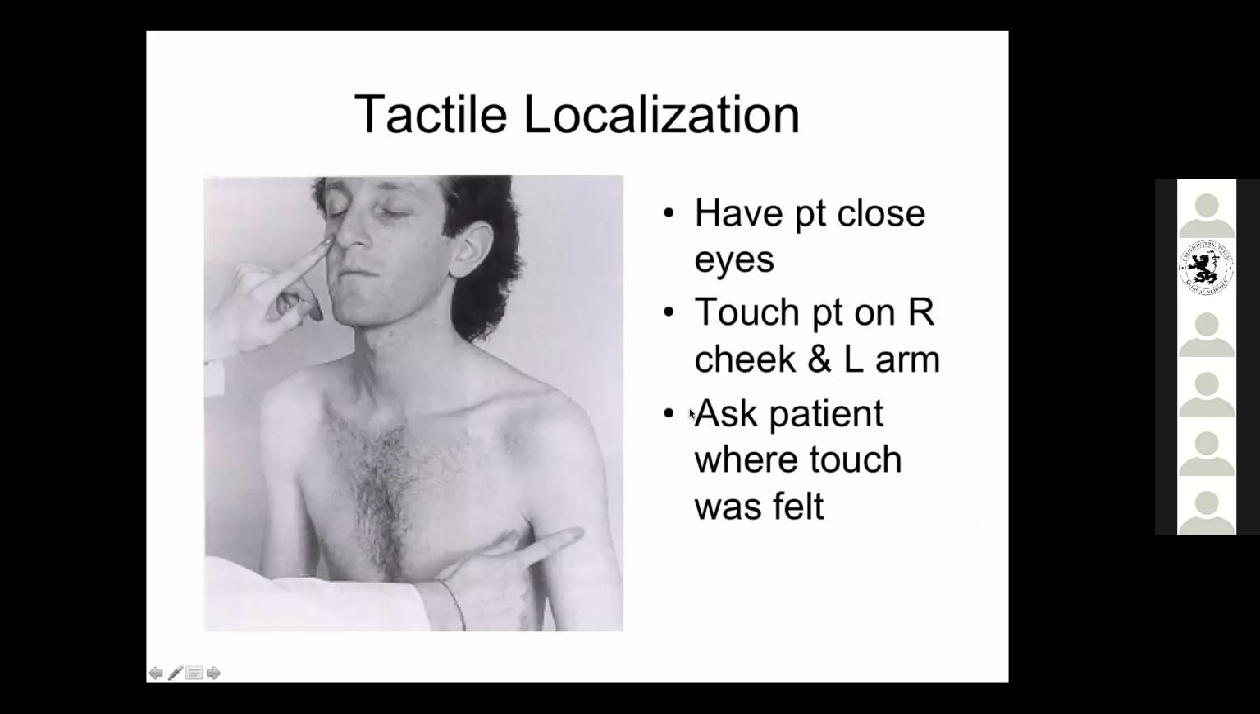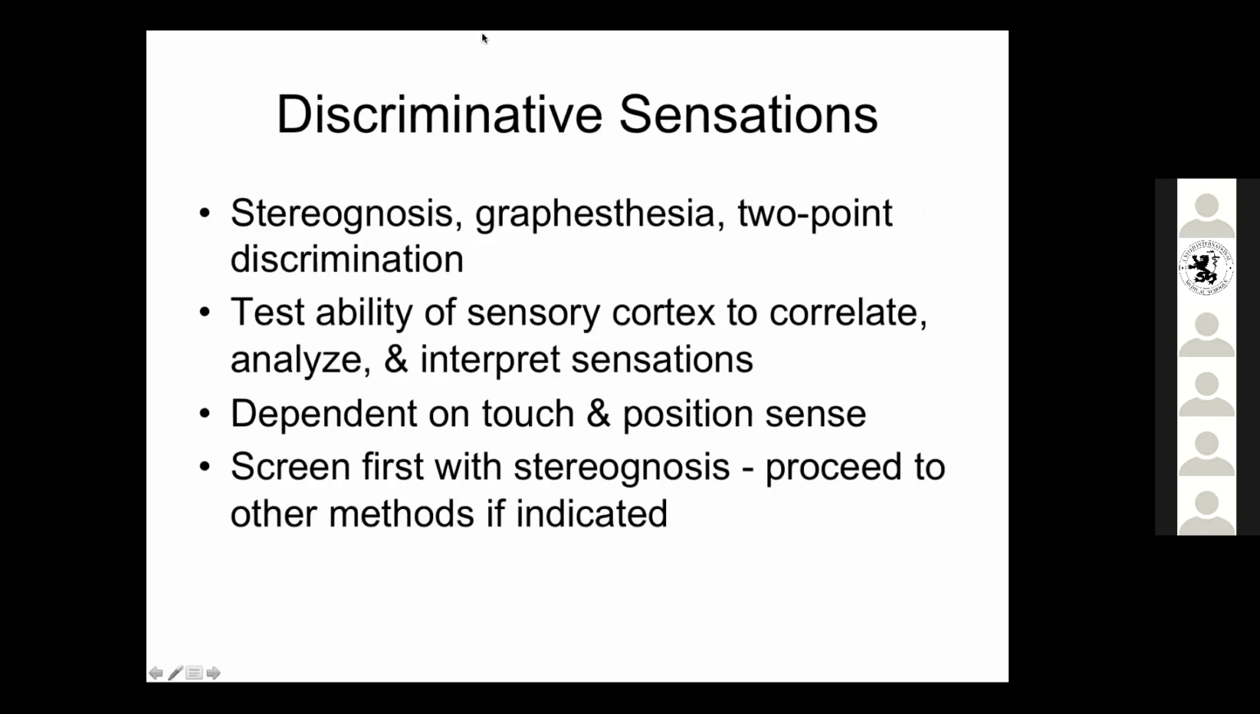You ask the patient if they're able to locate where you touch them. That means that the sensation is intact. Discrimination, or stereognosis, tests the ability of the sensory cortex to correlate, analyze, and interpret sensations. It depends on the touch and the position sense. So if the stereognosis is intact, then you proceed to other methods.